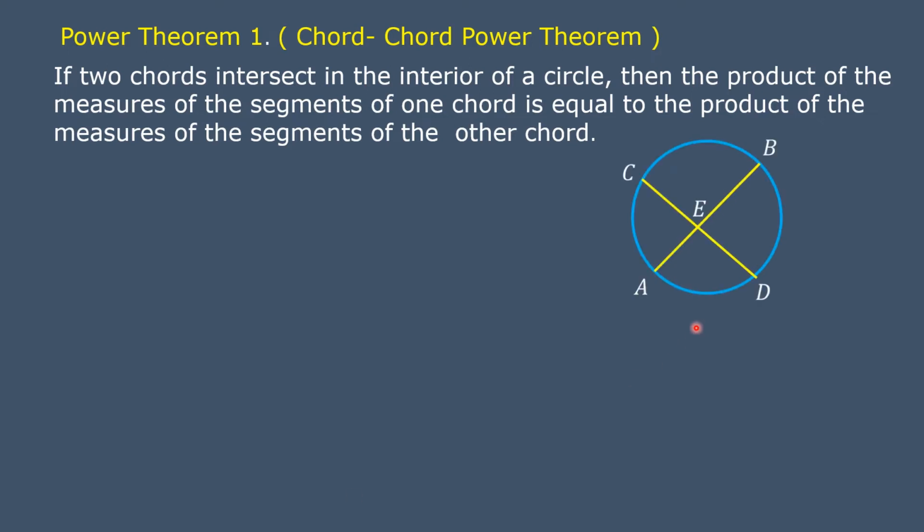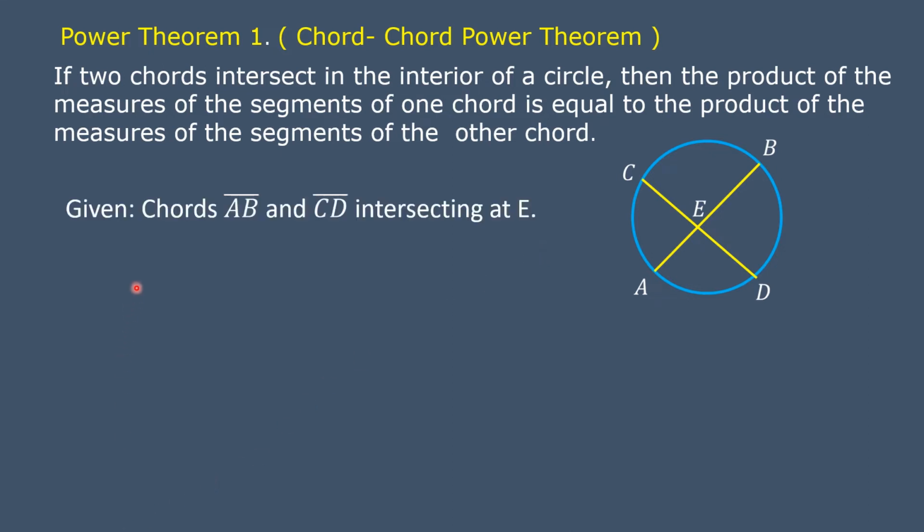In this circle, the two chords are chord AB and chord CD. They intersect at point E, which is in the interior of the circle. According to the theorem, AE times BE is equal to CE times DE. We are going to prove this using a two-column proof.